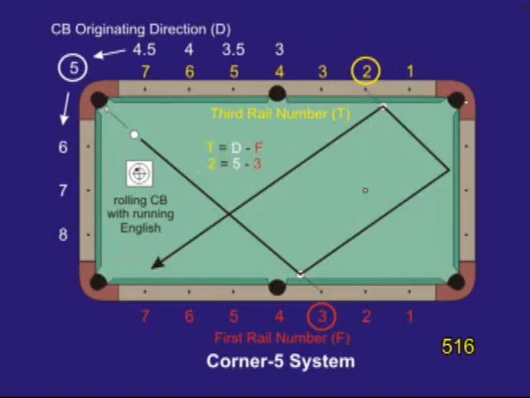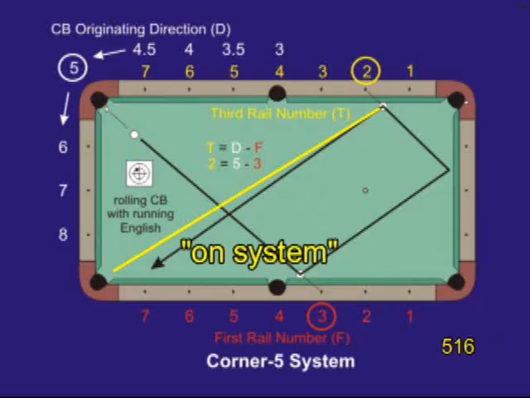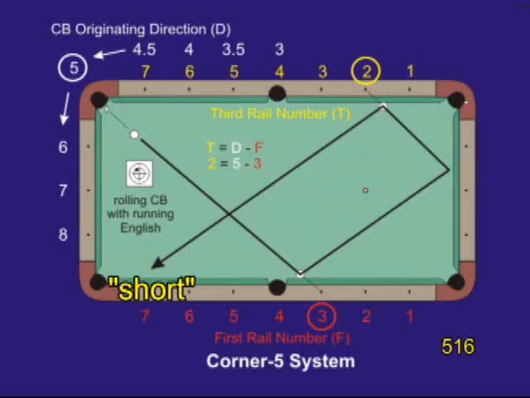The 5 to 3 track is an important benchmark for the Corner-5 system. Most books that present the Corner-5 system show the 5-3 track heading right for the corner pocket. On a 3-cushion billiards table, this is usually the case. If the 5 to 3 track does head to the corner pocket, we say the table plays on system. On typical pool tables, the 5 to 3 track will hit the formula predicted third rail number accurately, but will come up short of the corner pocket.